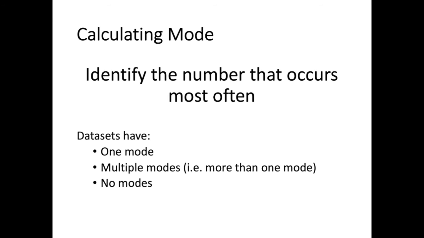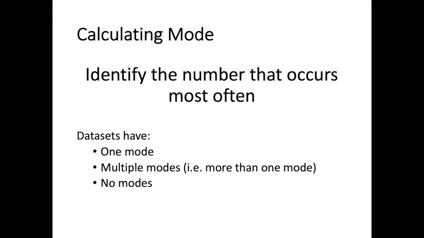Now the mode of a data set might have one mode. It might have more than one mode. So it might have 2 modes or 3 modes, or there might be no mode. It'll be no mode if no number appears more than once in the data set.